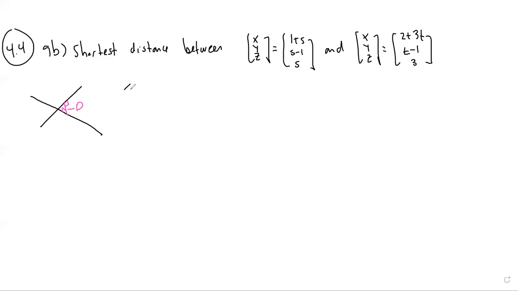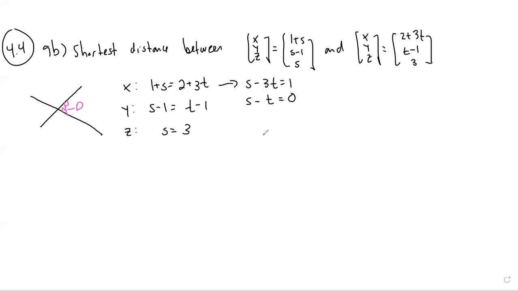So for the x's, what we're looking for is 1 plus s equal to 2 plus 3t. For y, we want s minus 1 equal to t minus 1. And for z, we want the closest thing to s equals 3. We can rewrite these into a nice, clean system of equations: s minus 3t equals 1, s minus t equals 0, and s equals 3.